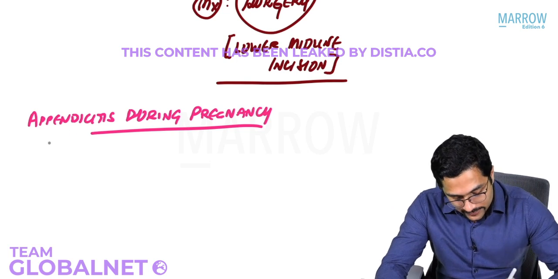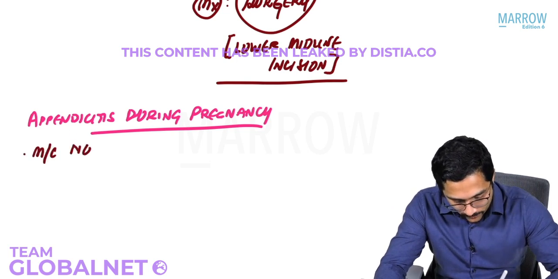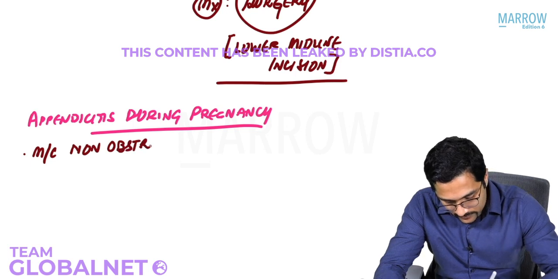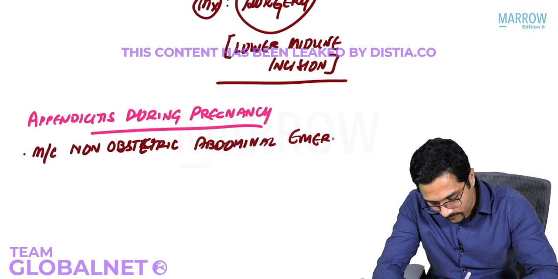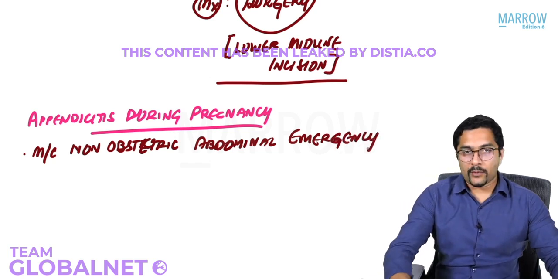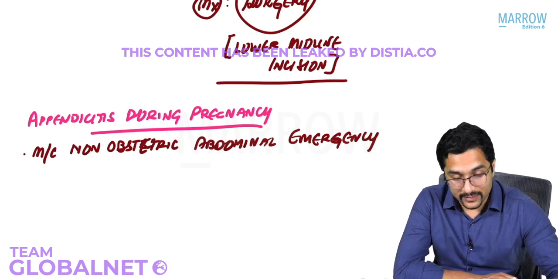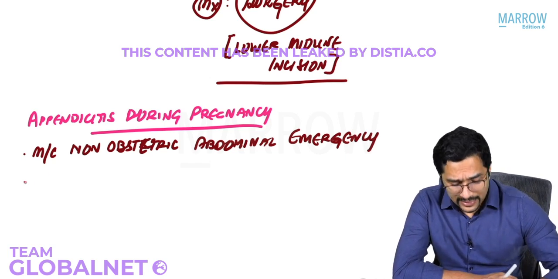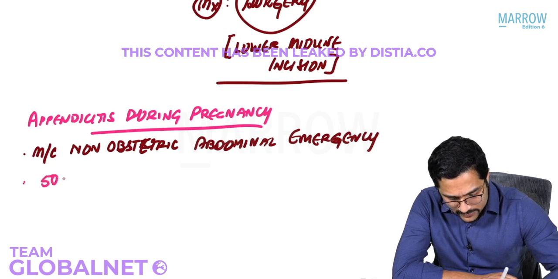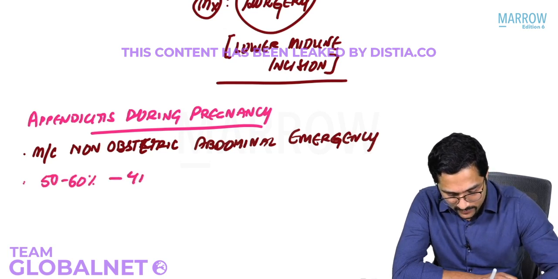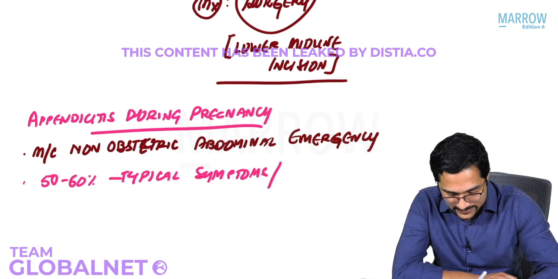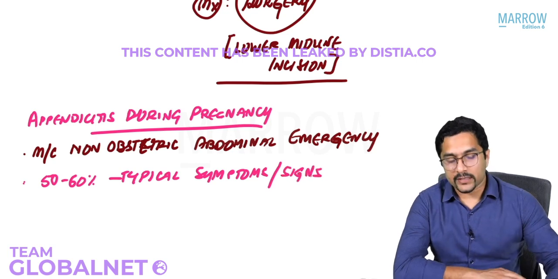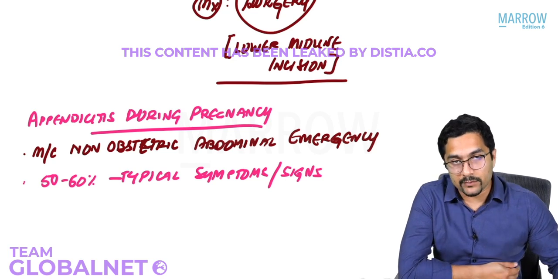So you should know here that this is the most common non-obstetric abdominal emergency in pregnancy. Right? So the most common non-obstetric abdominal emergency during pregnancy is acute appendicitis. And almost 50% to 60% of patients will come with typical symptoms and signs. But 40% will not depict these typical symptoms or signs.